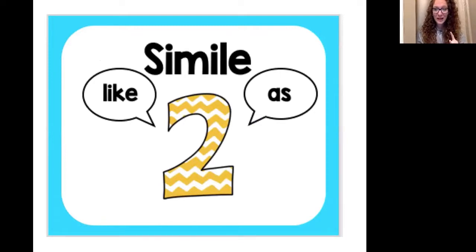It looks like smile, but this word is actually simile. Can you say that? Simile. Good job. Simile compares two things, use like or as. Let's do it again. Simile compares two things, use like or as. Great job.